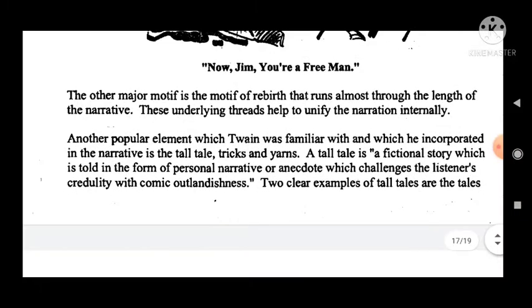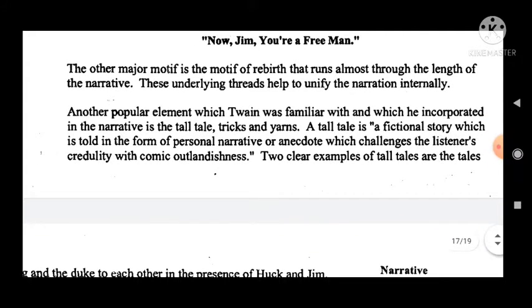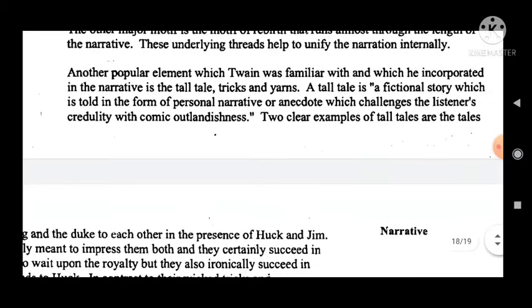The other major motif is the motif of rebirth that runs almost through the length of the narrative. These underlying threads help to unify the narration internally.